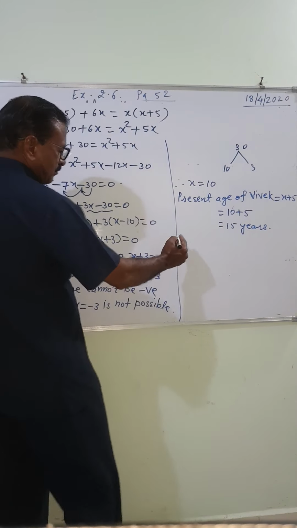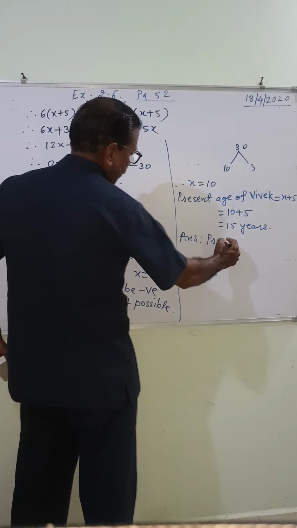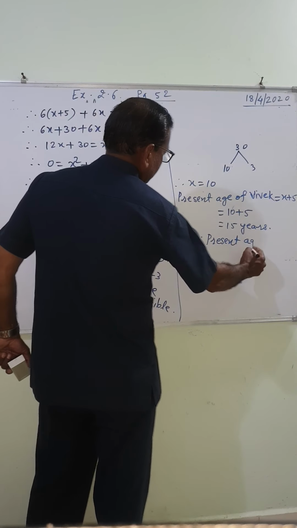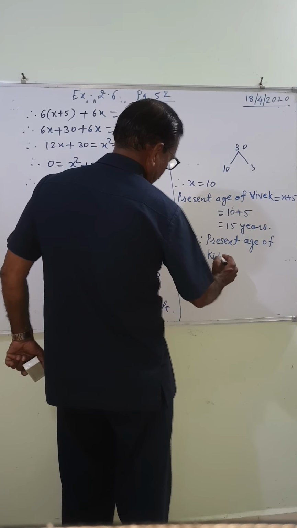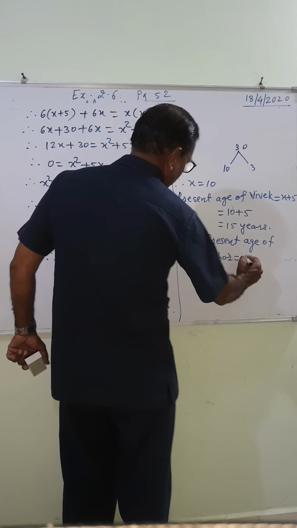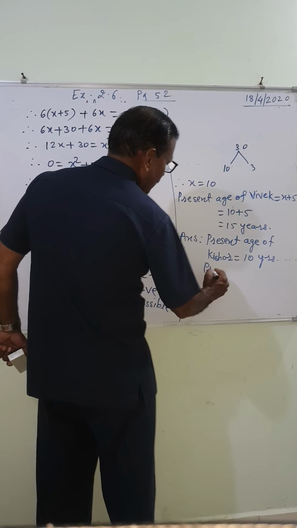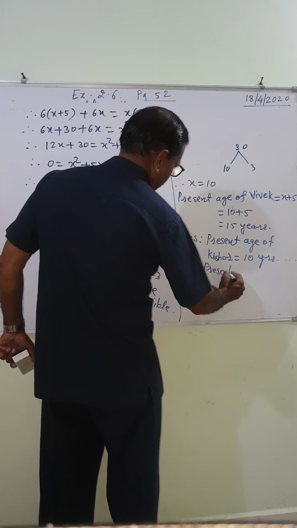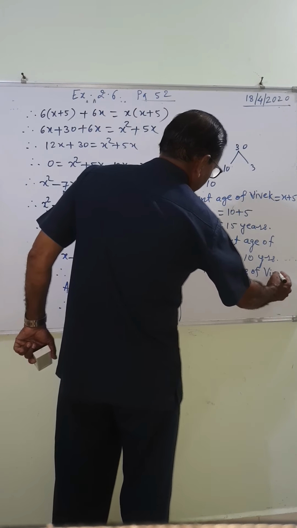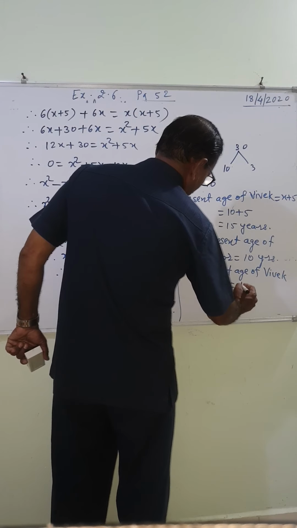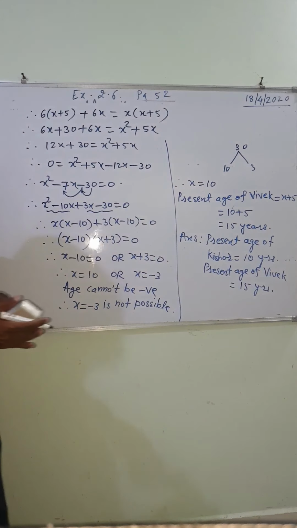So the answer: present age of Kishore equals 10 years. Another, present age of Vivek equals 15 years. These are the answers.